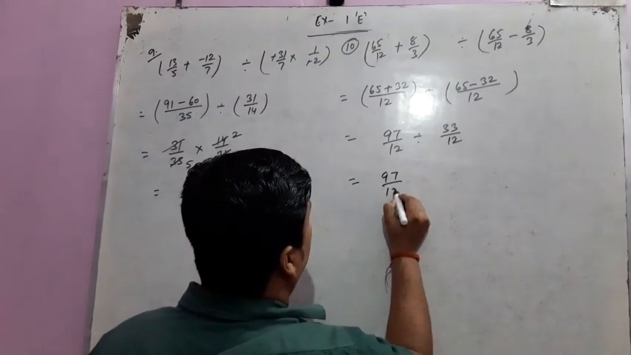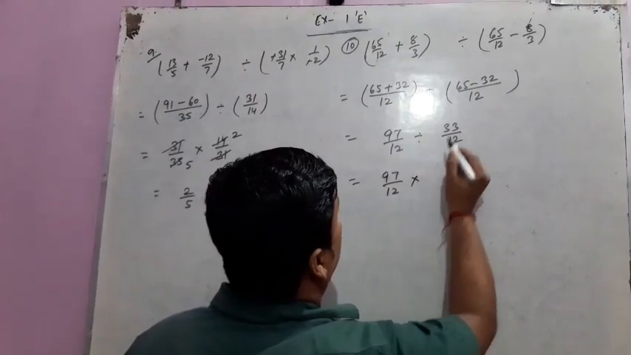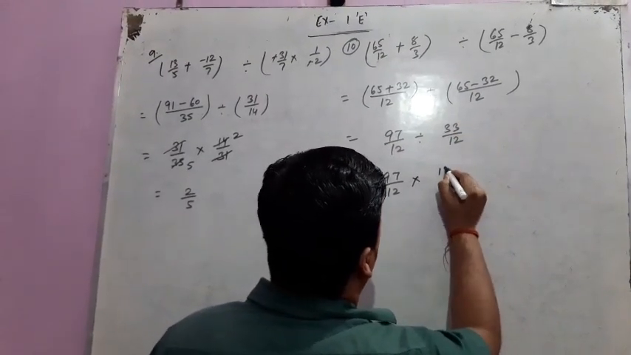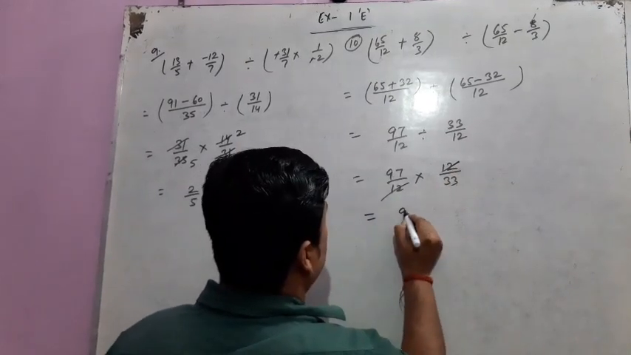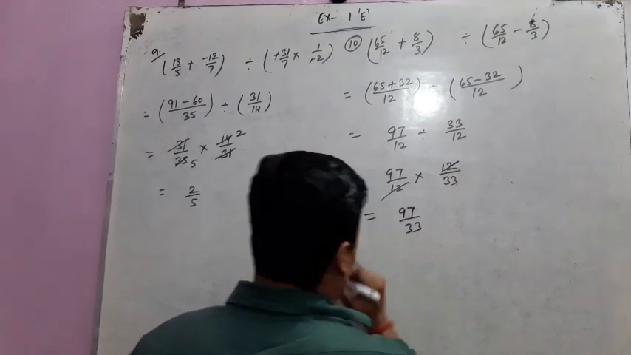Now 97 by 12, this divide we have to convert into multiply. The next term becomes its reciprocal, 12 by 33. 12 and 12 cancel. The result will be 97 by 33.